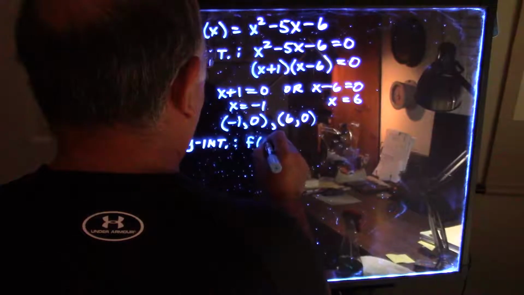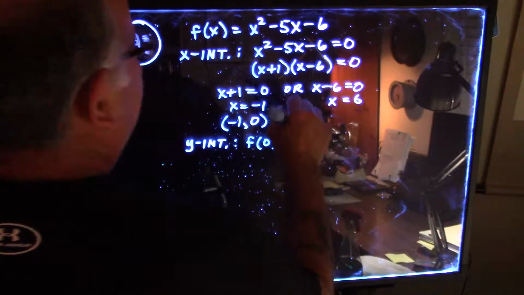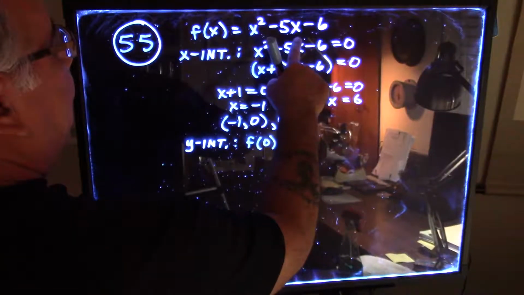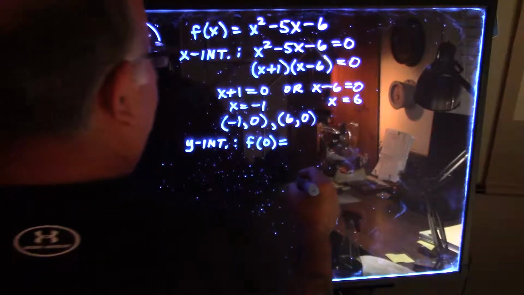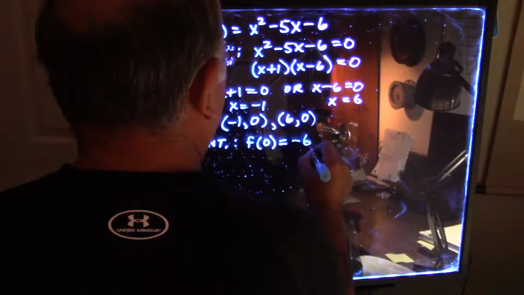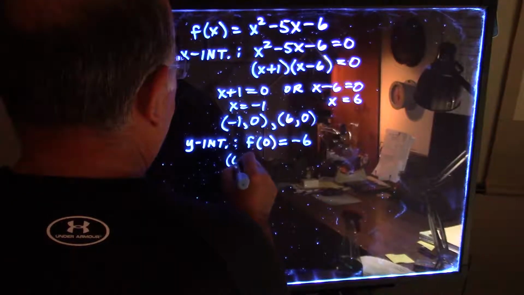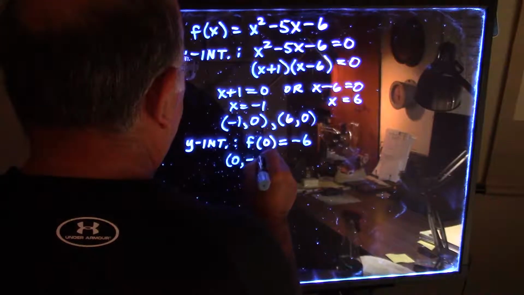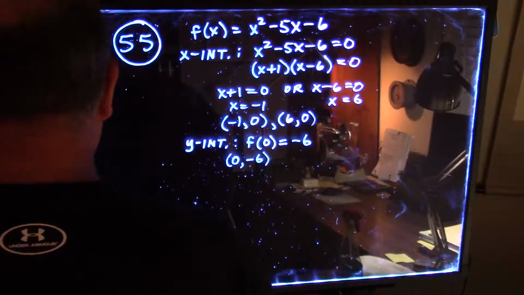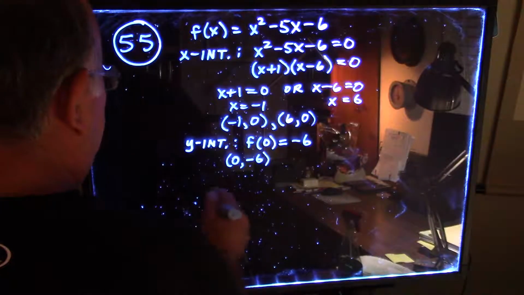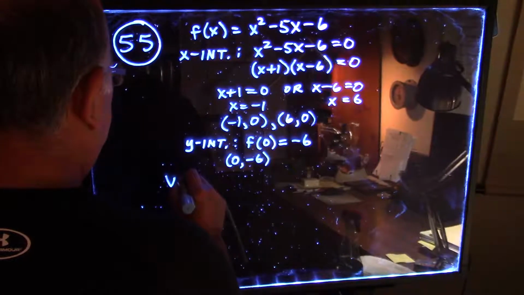This is f of 0. Plug in 0, and you end up with just -6. So f of 0 equals -6. Alright, so the y-intercept is (0, -6). And now for the vertex.